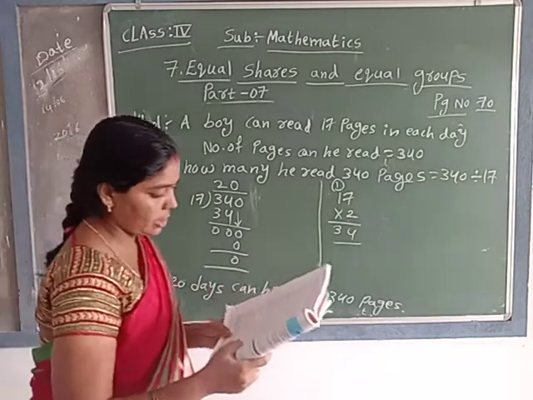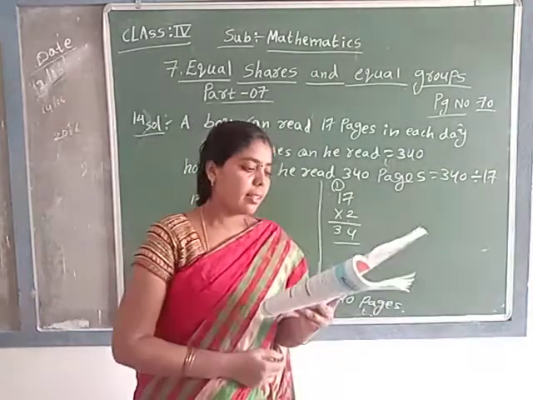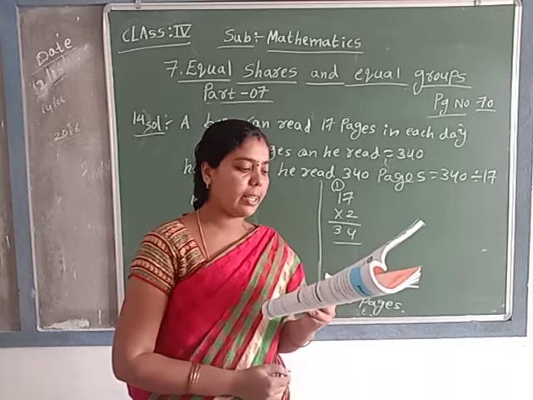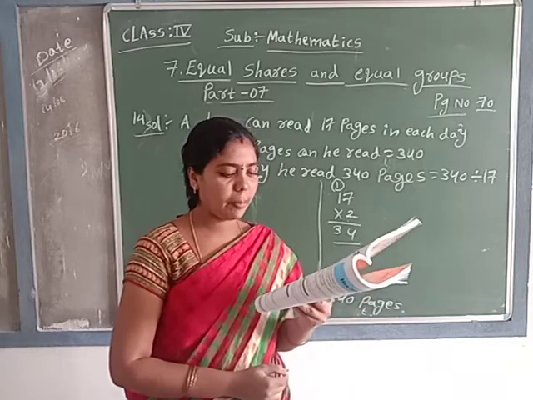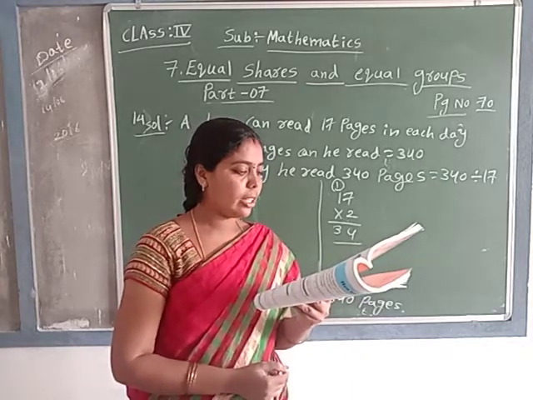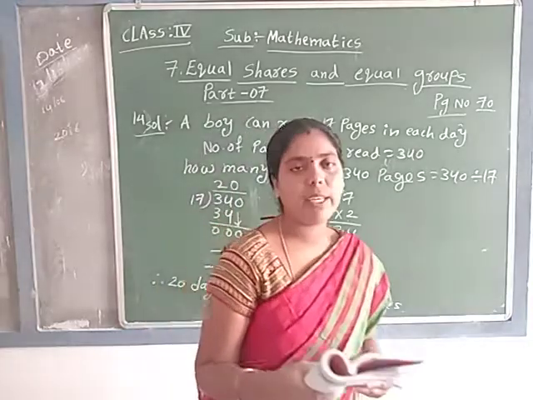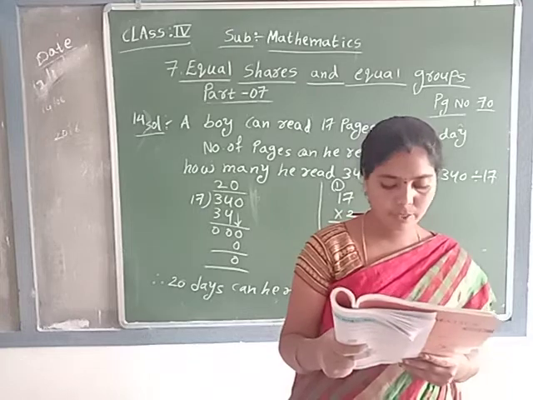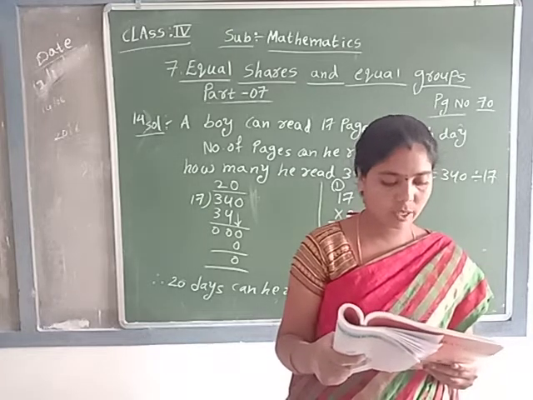Next, the 15th question also same. There are 105 lemon plants in 15 rows equally. How many plants are required in each row? Children, in the 15 table, 105 divided by 15 you will do. Okay. This one also homework.